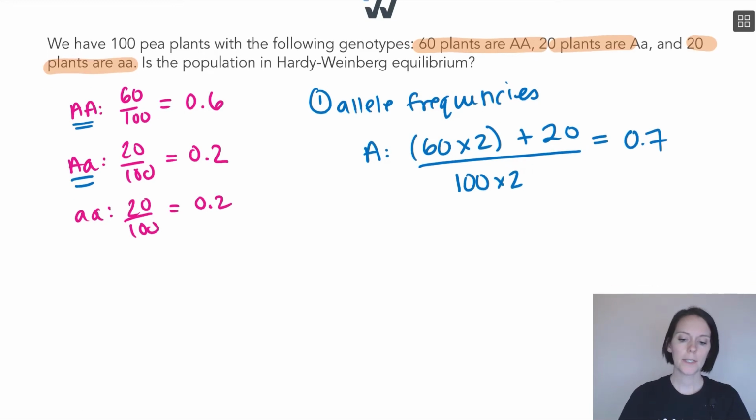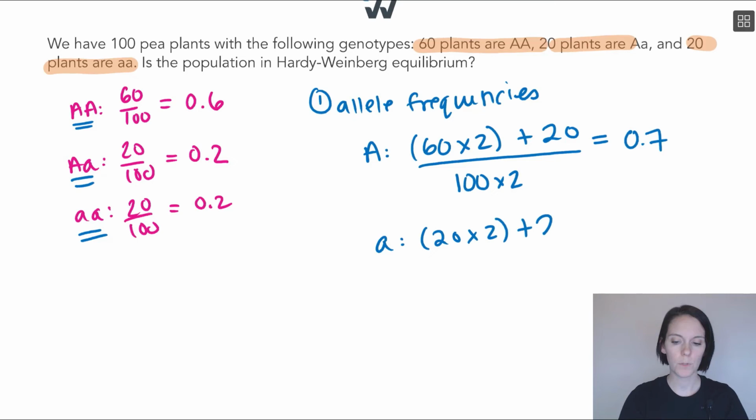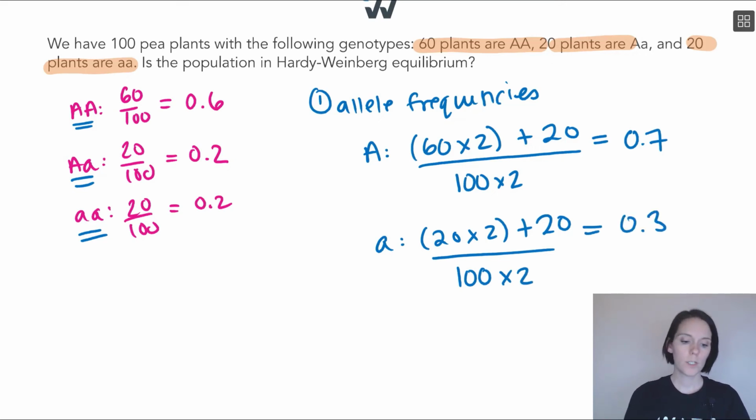So now let's calculate the allele frequency for little a. For little a, we have 20 individuals right here who each have 2 little a's, plus the 20 individuals who each have 1 little a, divided by our total population times 2. So that should give us 0.3. Now, one check before we move on to the next step is that these two things add up to 1.